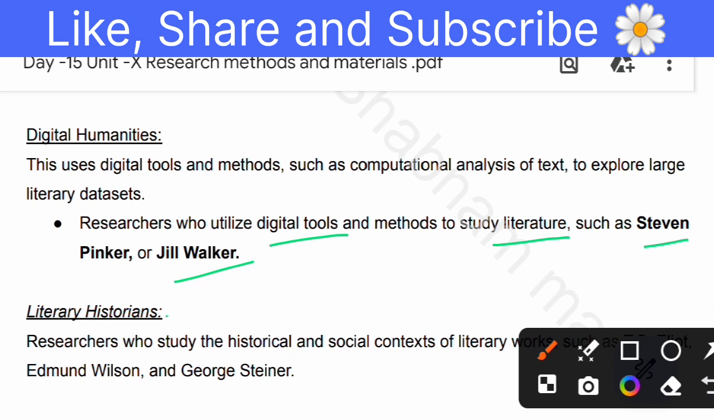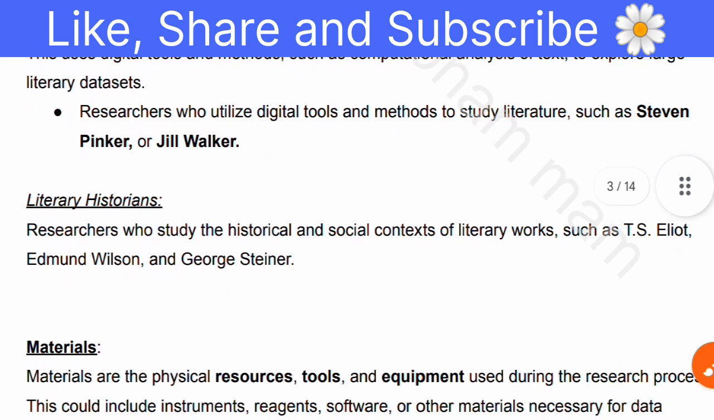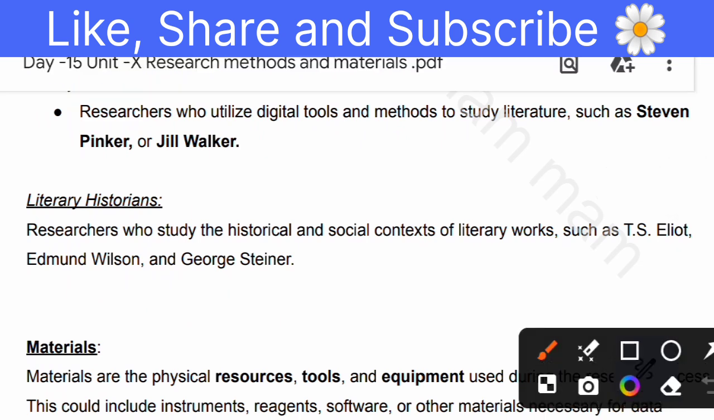Now we have literary historians. What does it signify? Researchers who study the historical and social context of literary works such as T.S. Eliot, Edmund Wilson, and George Steiner. These are the literary historians that use this type of steps of research to analyze our research in different fields.